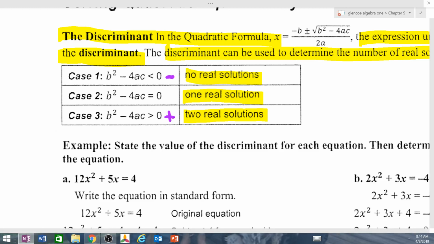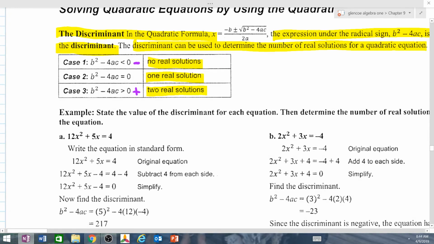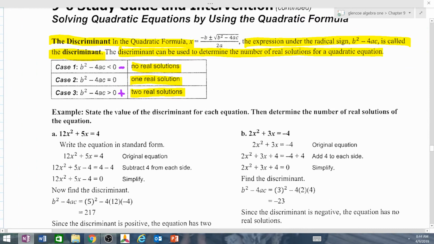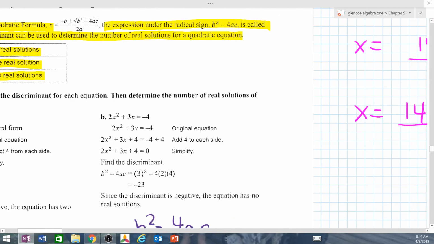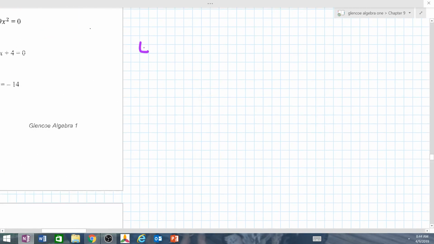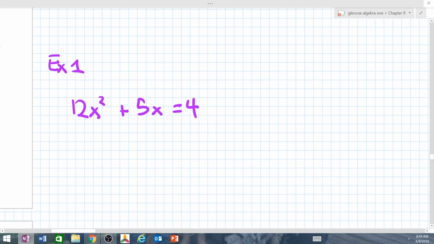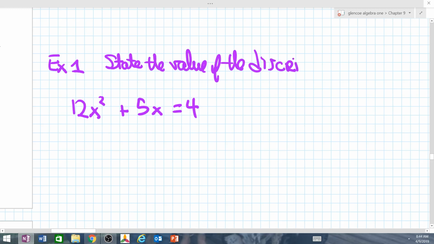Okay, so example A, state the value of the discriminant for each equation, then determine the number of real solutions of the equation. So let me work this problem with you. 12x squared plus 5x equals 4. So we are going to state the value of the discriminant. State the number of real roots.